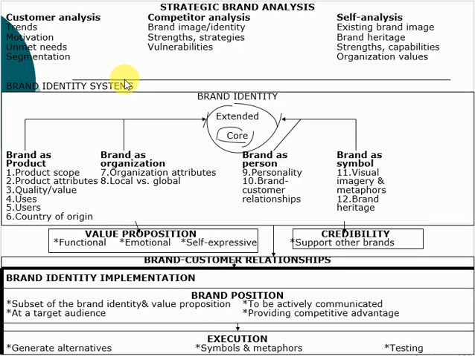users, country of origin. Going to brand as organization, which is the second perspective, it has organization attributes and local versus global. Considering brand as a person, there is personality, and next is brand-customer relationships. Brand as symbol, the 4th perspective, has 2 more: visual imagery and metaphors, and brand heritage. So these are the 12 dimensions which we take into consideration.